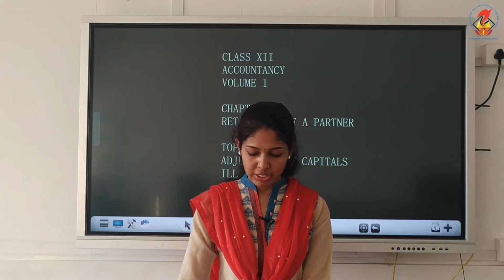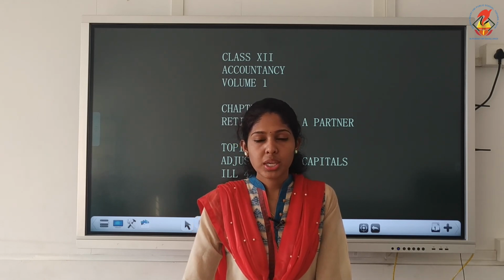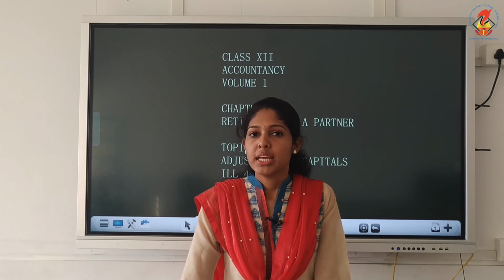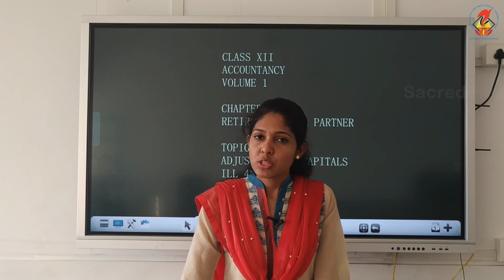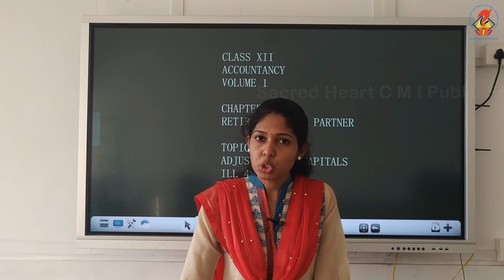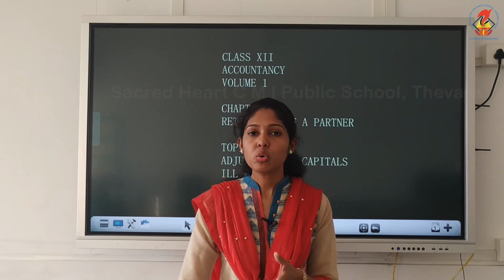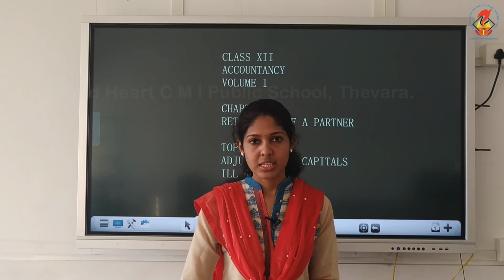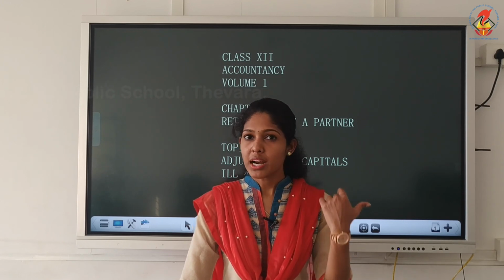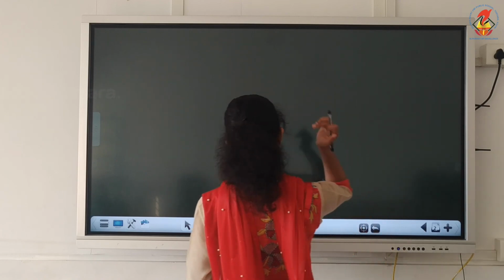Then the second one you give when total capital is not given. Okay, when total capital is not given, that means you will have to first compute the total capital. And can you apply that same formula for admission here? There it was new partner's capital into reciprocal of his share. Here we don't have any new partner, isn't it? Here the existing partner is retiring from the firm. So we can't apply that particular formula. Here the formula for total capital, you take it down.